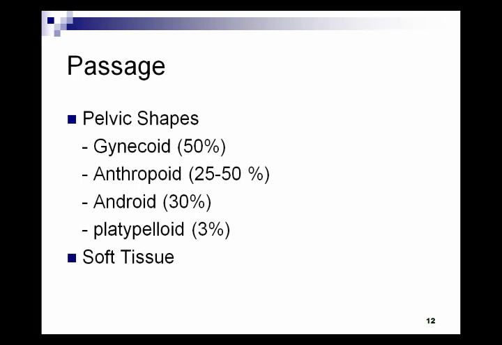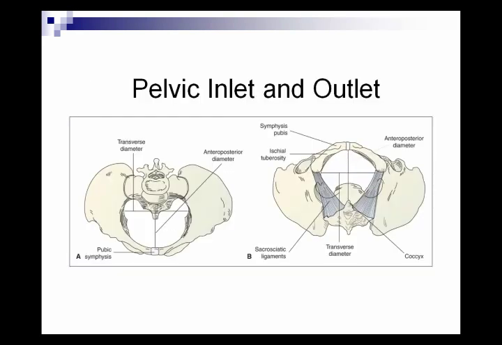The passage consists of the maternal pelvis and soft tissues. The bony pelvis is usually more important to the outcome of labor than the soft tissue. And we have four types of pelvic shapes. It's easy to remember. Gynecoid is the most favorable. Just think of gynecology. Android is not so favorable. Just think of androgens, such as male hormones, because android is more of a male pelvic shape. And soft tissues refers to the actual vaginal tissues.